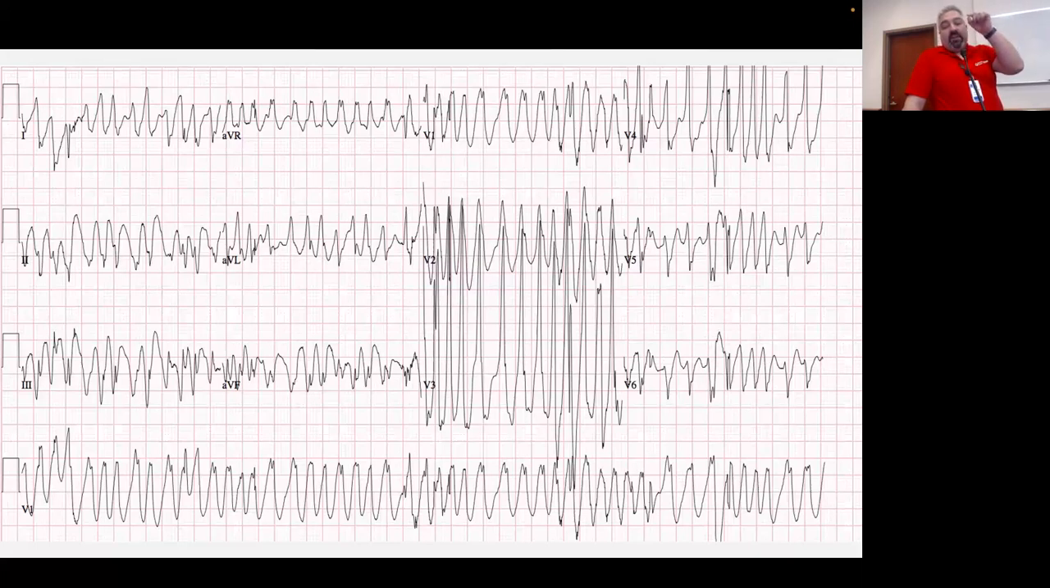So what don't you give this patient? Any calcium channel blocker, right? Or AV nodal blocker. So is this monomorphic or polymorphic? Polymorphic, right? They all look different. Would you ever look at this EKG and immediately think, I'm gonna try adenosine? No. So here's the thing.